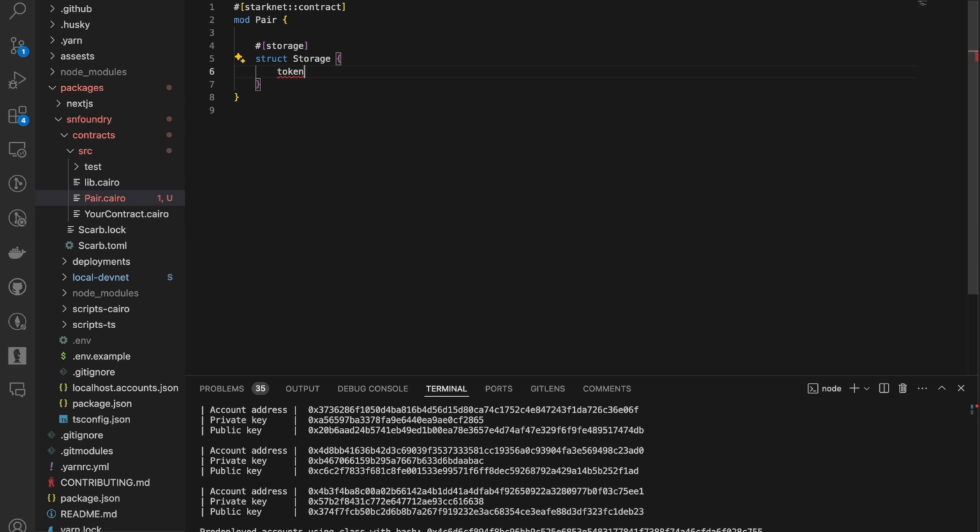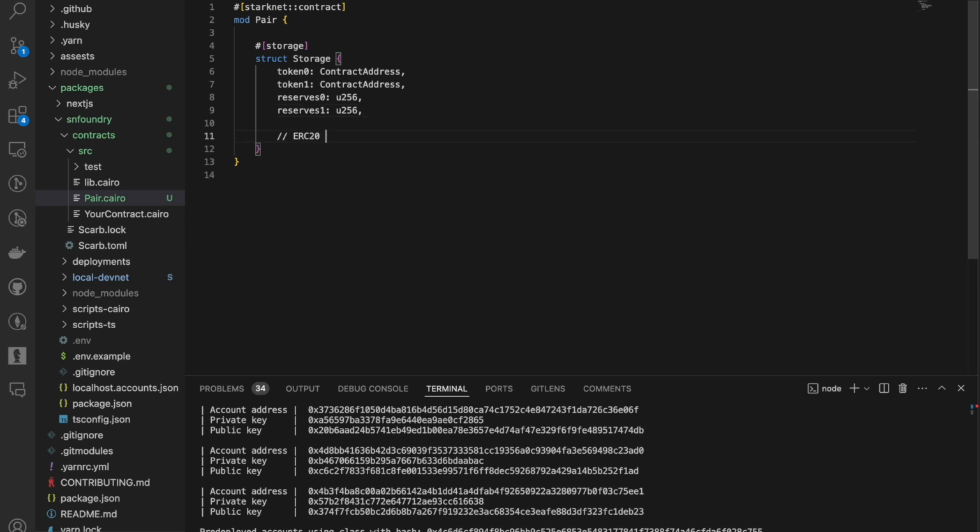So token 0 is going to be a contract address. Then token 1 is also going to be a contract address. We also have the reserves as we saw before. Reserve 0, it's going to be U256, and then we have reserve 1, which is also U256.